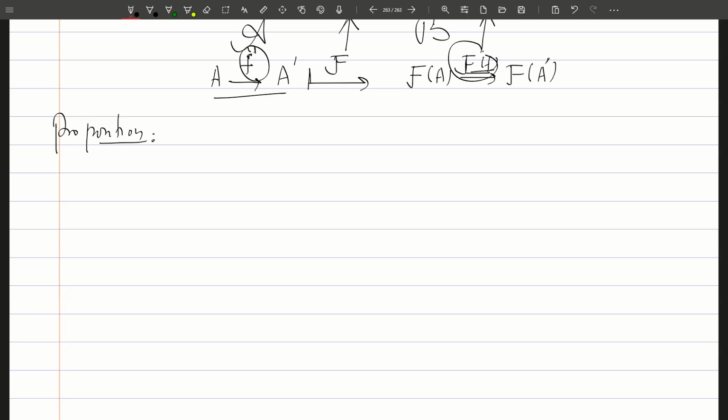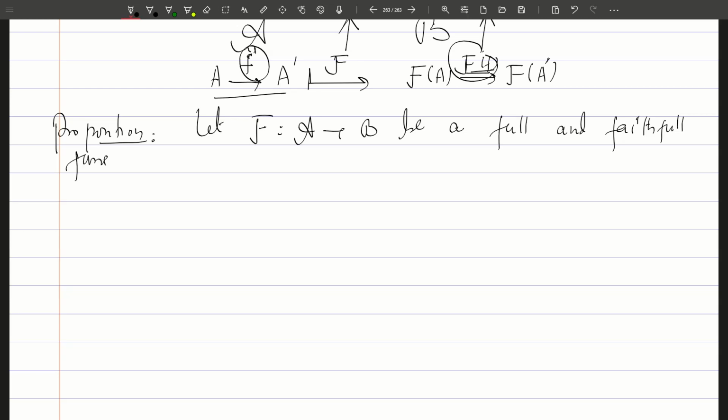Now there is a proposition. So let us consider a functor. Let F from category A to category B be a full and faithful functor. That means this F is both injective as well as surjective whenever we restrict this F to hom sets.